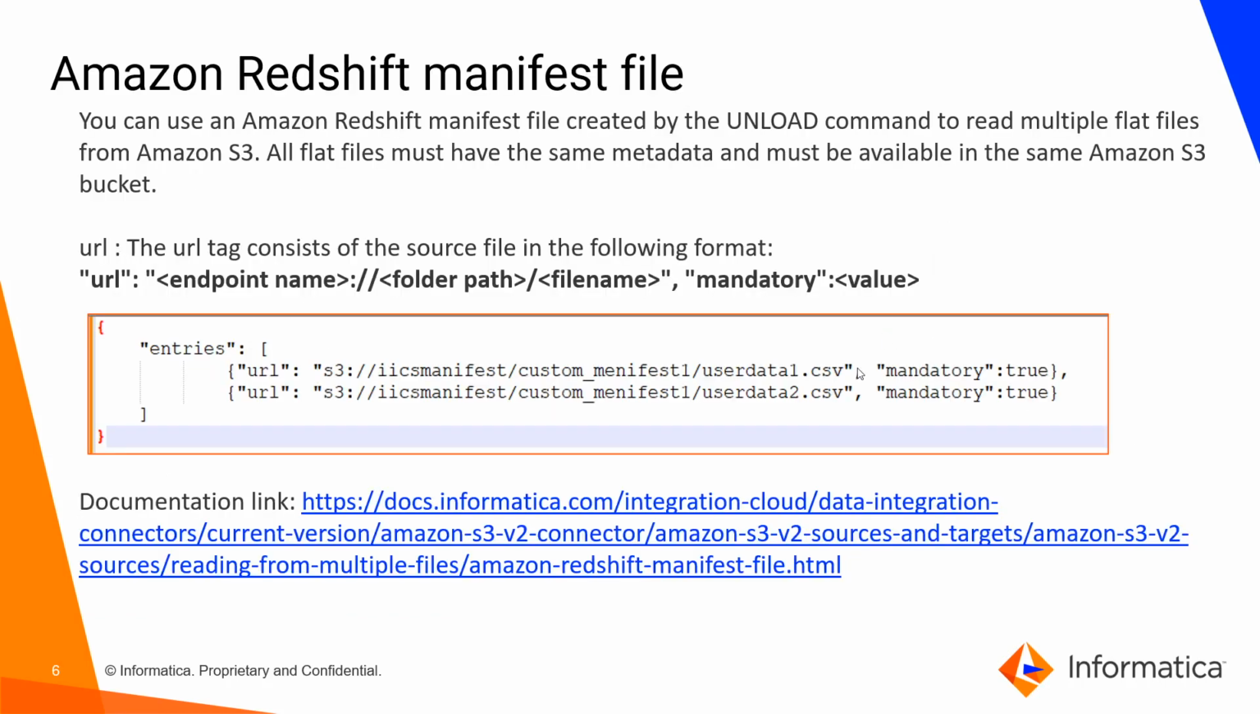Let's go to the Amazon Redshift manifest file. It is somewhat similar to a custom manifest file, but here we are giving the full URI along with a mandatory tag to read the file. So suppose we have to read 10 files, we can add all the 10 file details in this format, and the S3 V2 connector will read all the files.